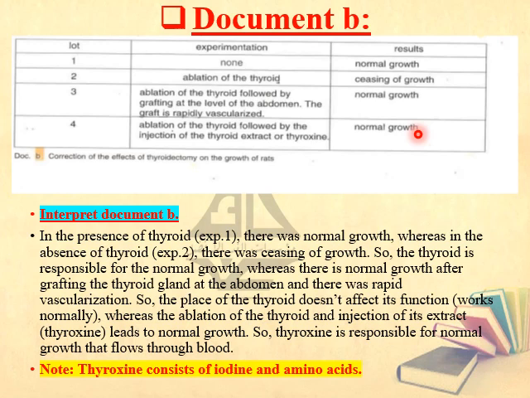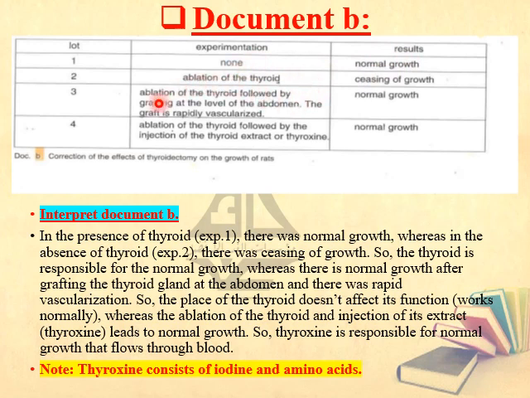Let us conclude a simple conclusion from each experiment. When nothing took place, we noticed that there was normal growth. So the thyroid is responsible for normal growth. When it was removed, no more growth. So what controls our growth, our normal growth, is the presence of the thyroid gland.